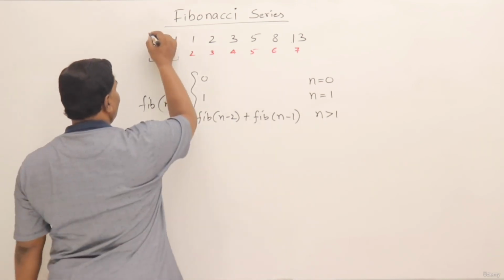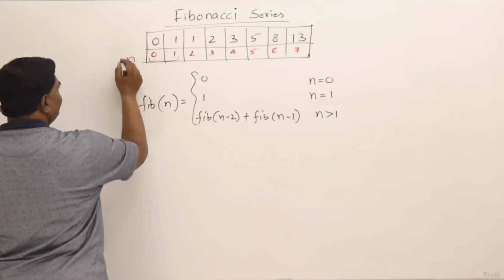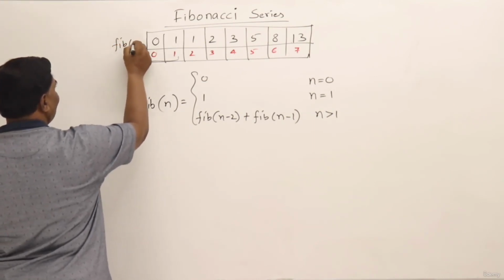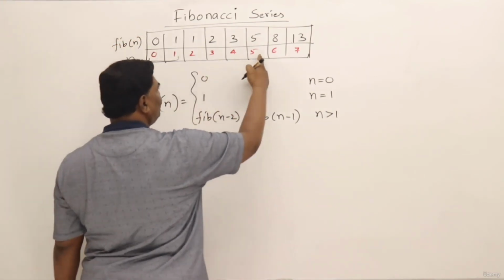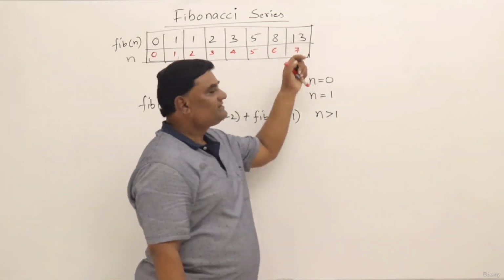So let me put it in a table. Now this is term number n and this is fib of n. Suppose I want to know the fifth term, the answer is 5. If I want to know the seventh term, the answer is 13.